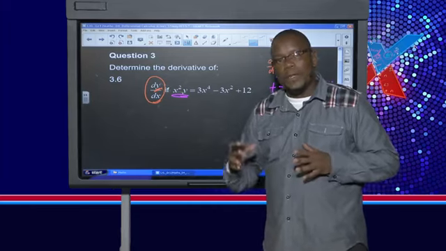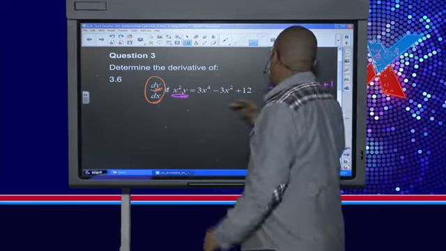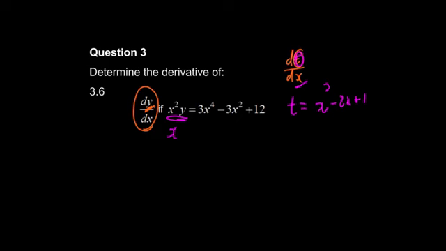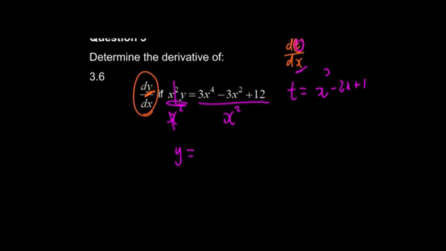So I'm going to divide by x squared on my left-hand side and also on my right-hand side. So that will be over x squared, and then this is all over x squared. Okay. Now the x squared divides the x squared. We get y equals 2.